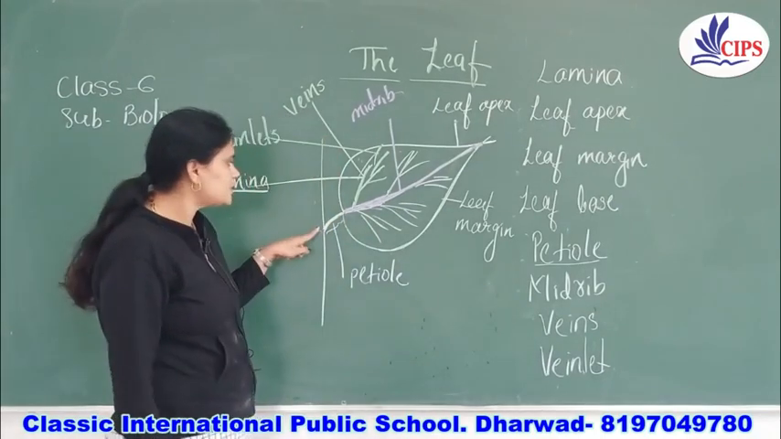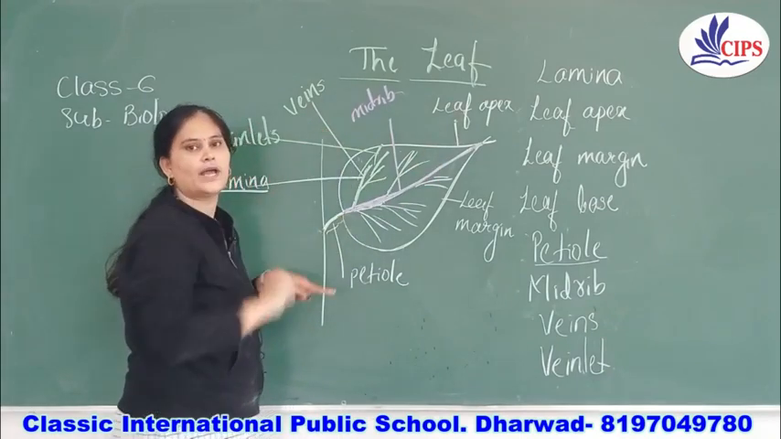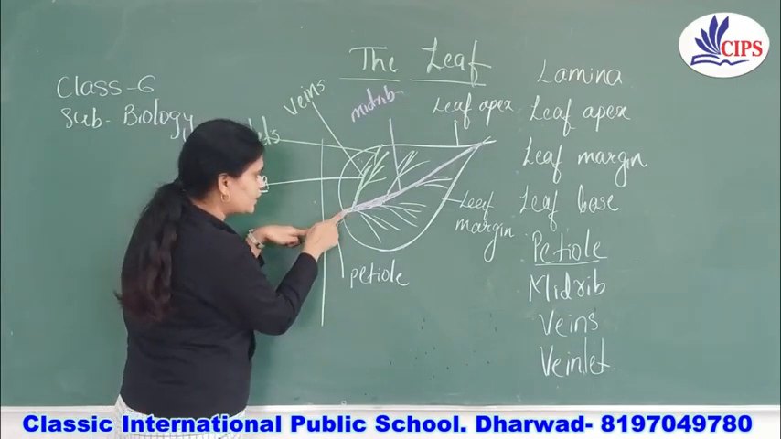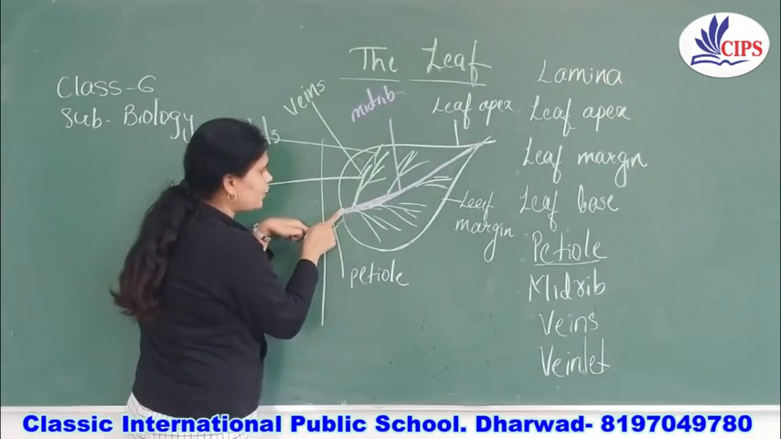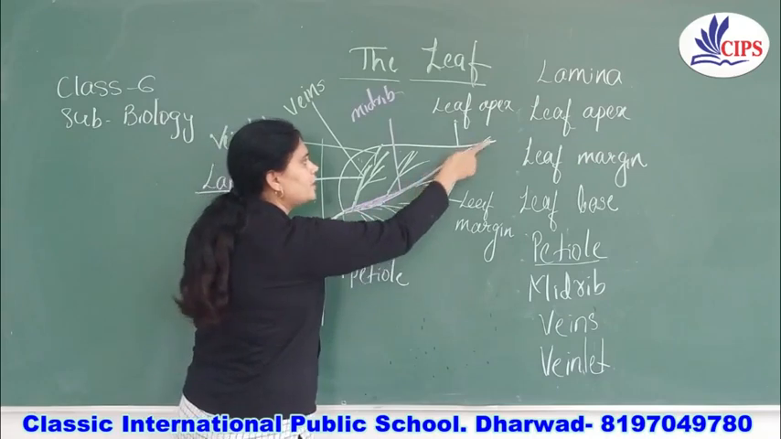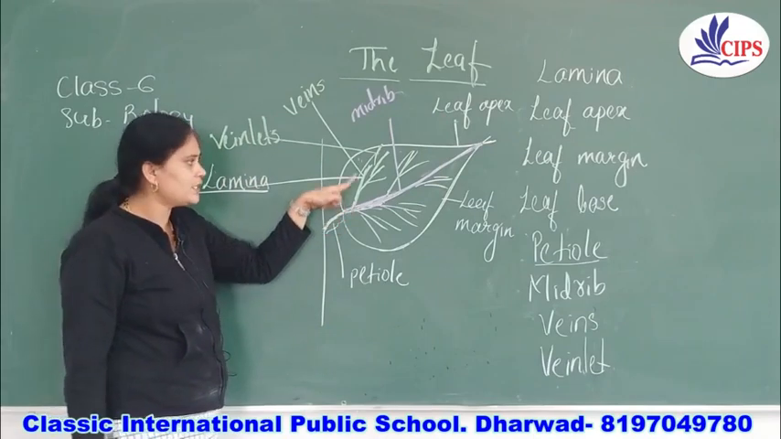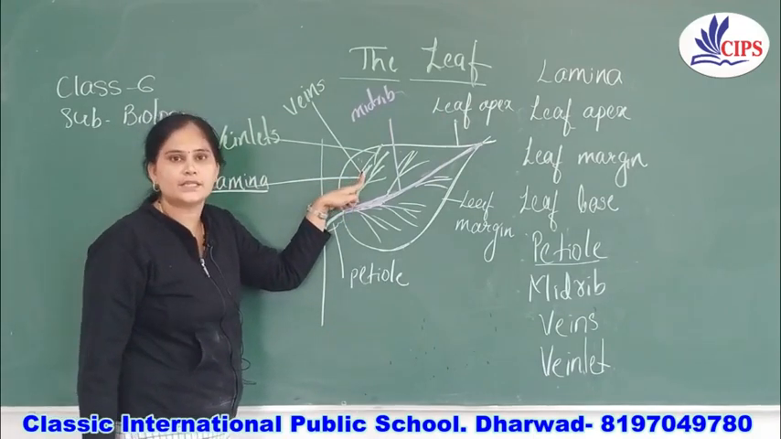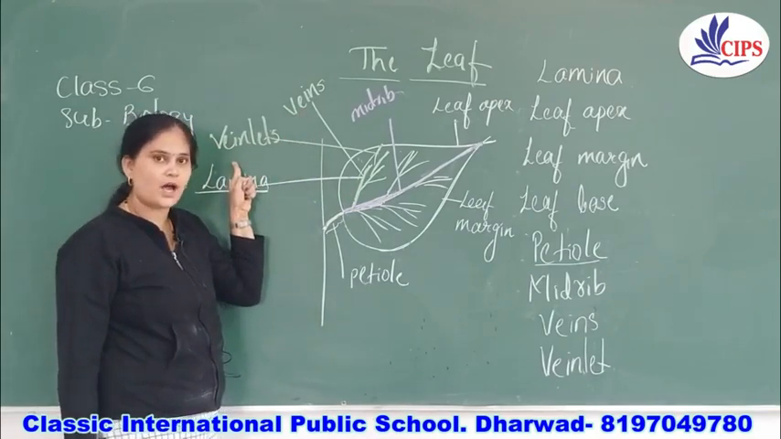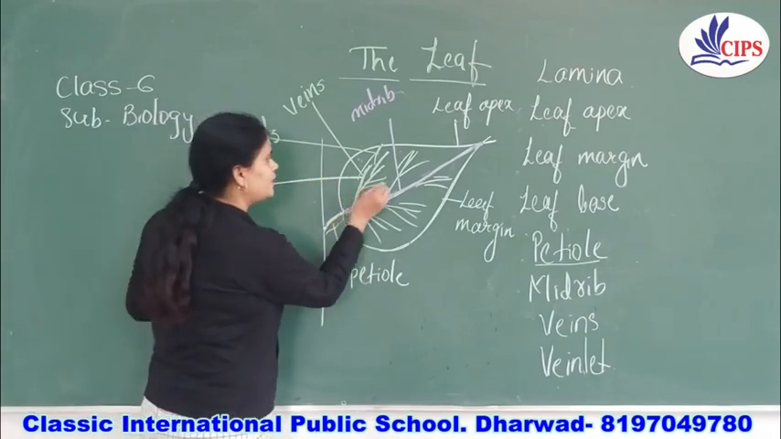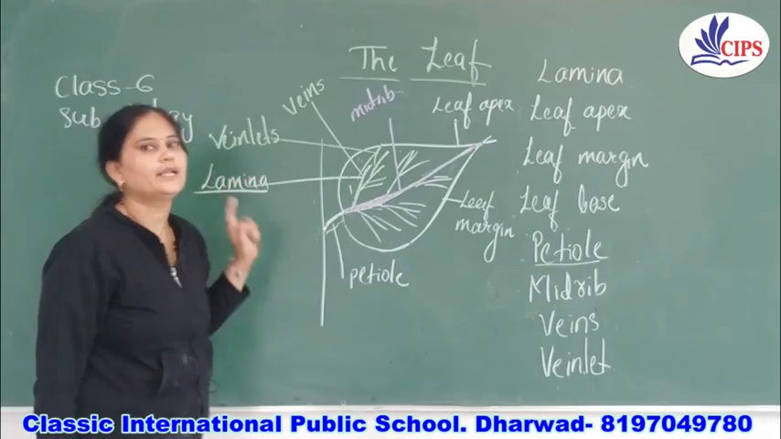Midrib: this petiole continues in the lamina, which is the broader portion of the leaf, and this is called the midrib. From the midrib you can see some branches arising, and these branches are called veins. These veins are again divided into fine branches called veinlets.